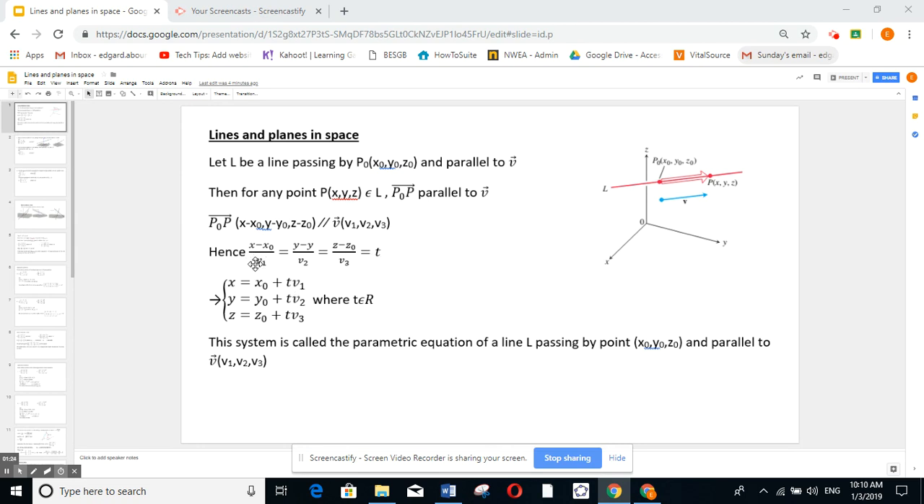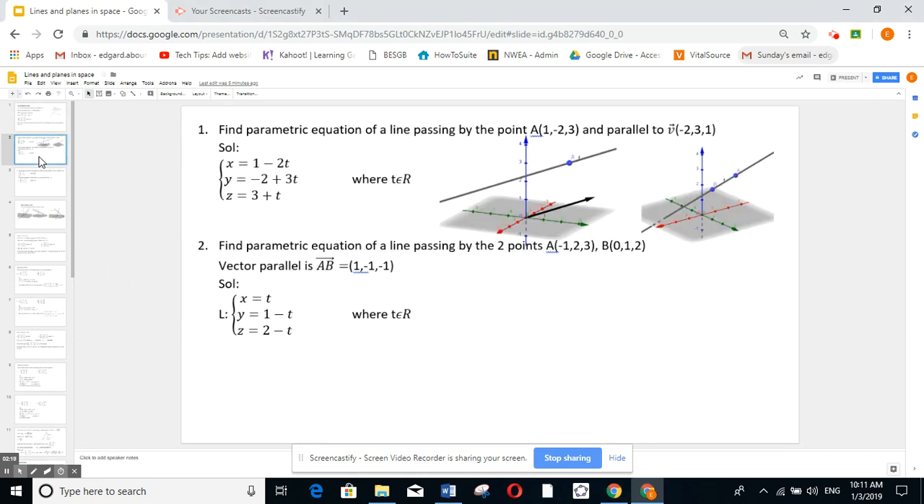Now if you want to find x, cross multiply: x will be V1t plus x0, y will be V2t plus y0, z equals tV3 plus z0. This is called the parametric equation of a line. To write the parametric equation of a line in three dimensions, we need a particular point x0, y0, z0, and a parallel vector to that line whose components are V1, V2, V3, where t is any real number, which is the ratio of parallelism. This system is called the parametric equation of a line.